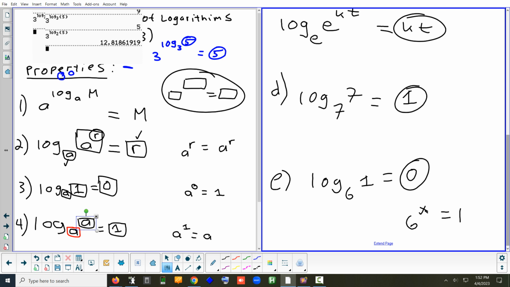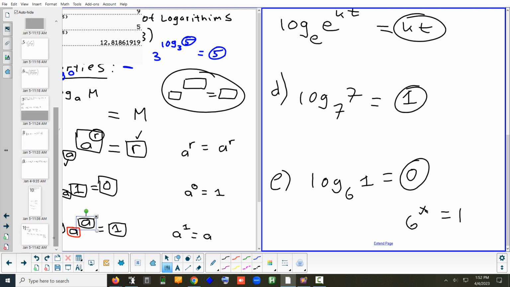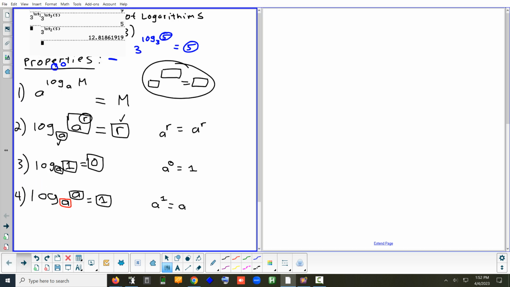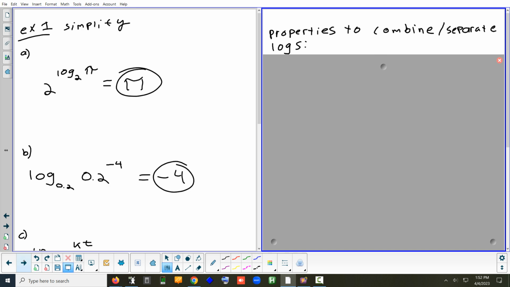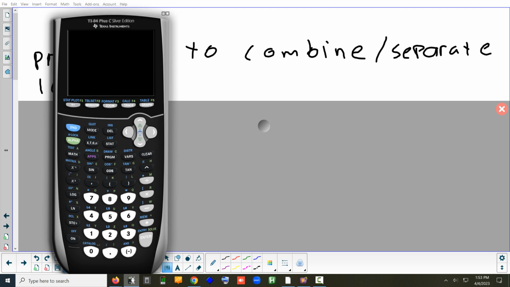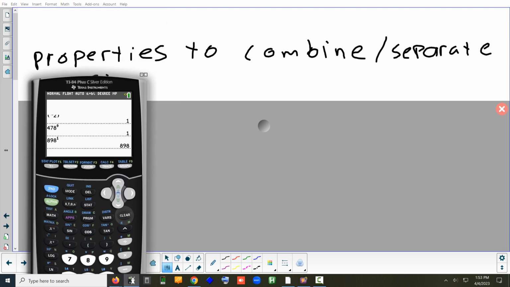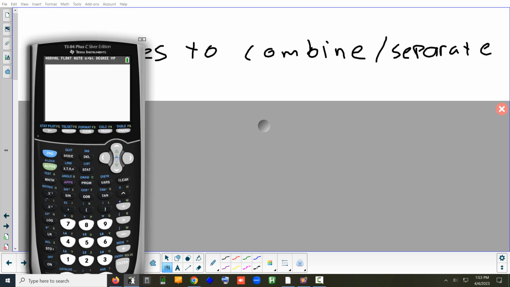All right. So that was the first part. And let's look at the second part. So the second part is some properties that we can use to combine and separate logarithms. So let me show you something on the calculator, and you might be able to guess the first property.